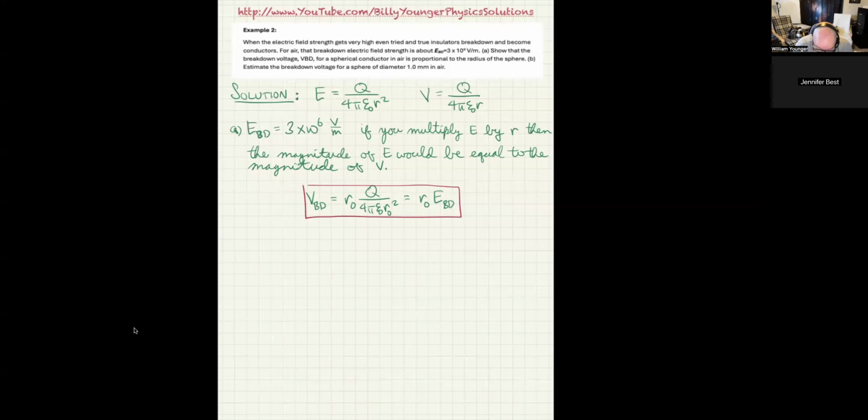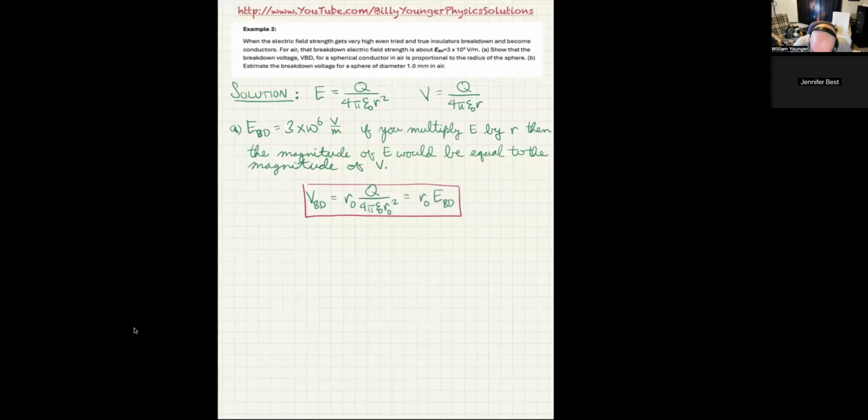the radius. So in fact, it says show that the breakdown voltage VBD for a spherical conductor in air is proportional to the radius of the sphere. And we see that the breakdown voltage, which would be that 3 million volts per meter is just multiplied by R0 to get the breakdown voltage. Excuse me. I think in that sentence that I just said, I might have accidentally called the 3 times 10 to the 6 volts per meter the breakdown voltage. That's technically the breakdown electric field strength, not the breakdown voltage. But the breakdown voltage is clearly directly proportional to the radius r.